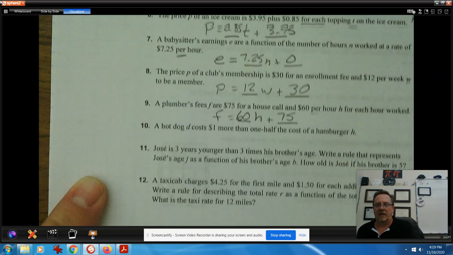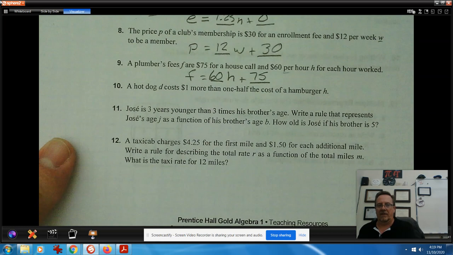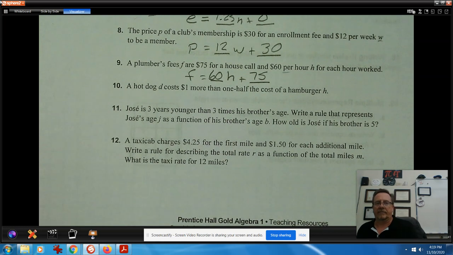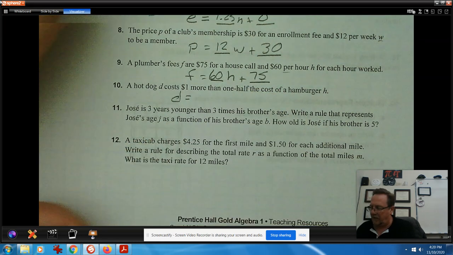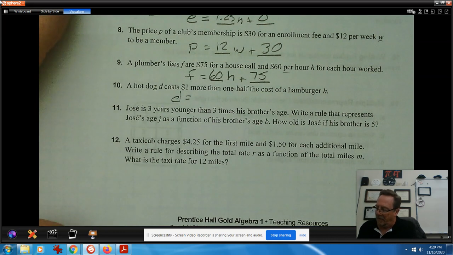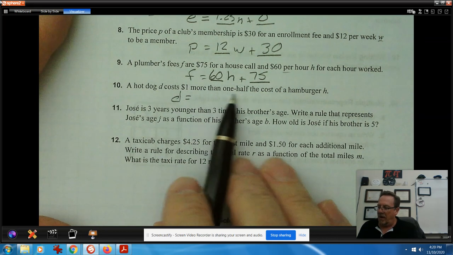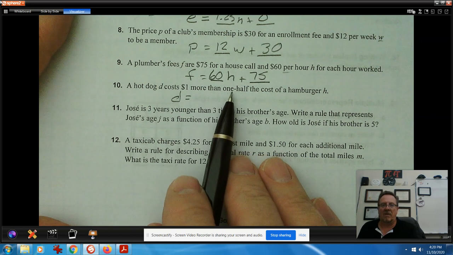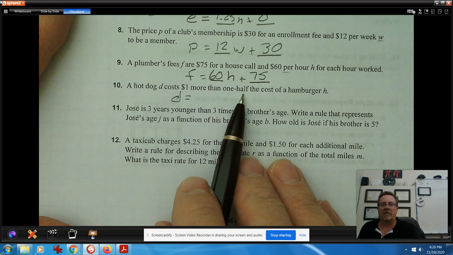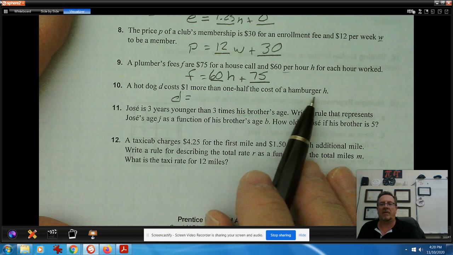Yeah, it was like an additional thing. We're going to add. If it says more than, we're going to add to that, right? So a hot dog, D, they're telling us our variable. D is equal to, right? 1/2 the cost of a hamburger, $1 more than that. How do I write 1/2 the cost of hamburger H?